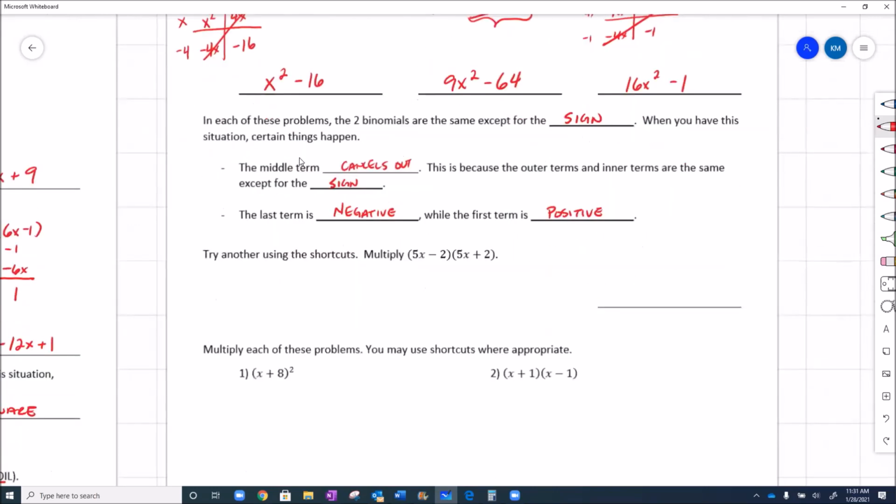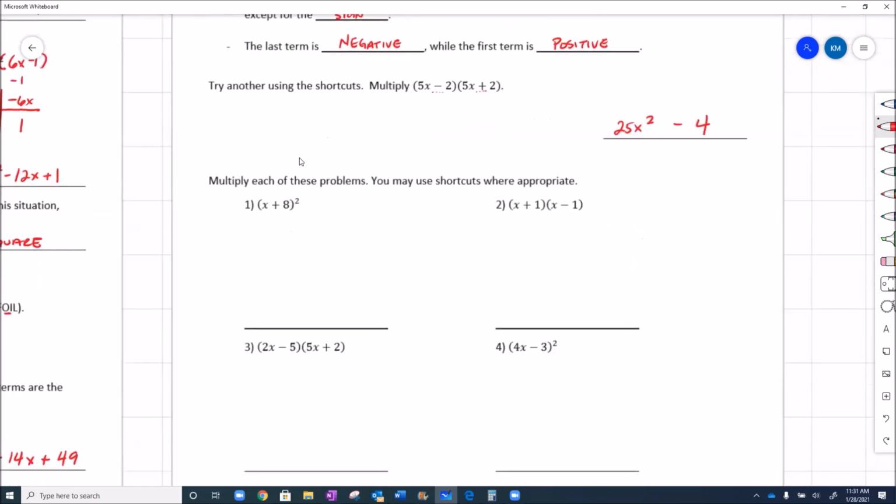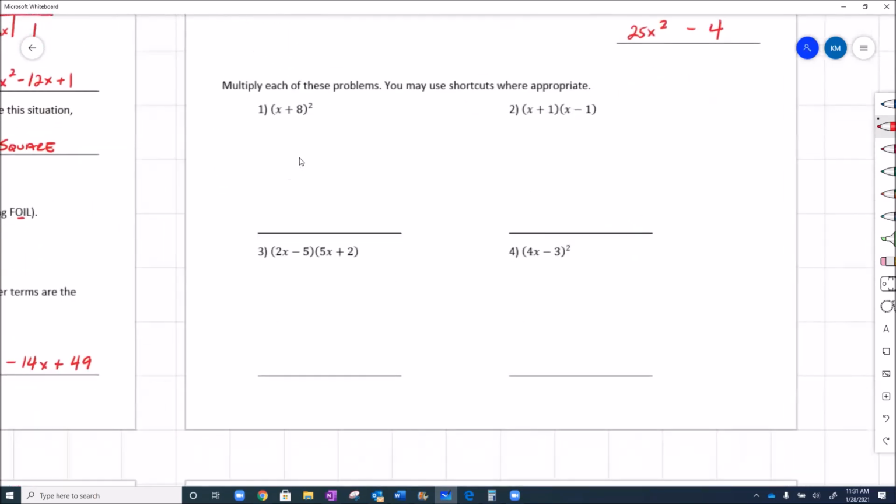So if we wanted to do that here, 5 and 5, 25x squared. Middle term is going to be gone, and then negative 2 times 2, minus 4. The tough part about this shortcut is just making sure that you can use it. Make sure that everything's the same except for the sign in between. Again, if you don't like that, if you're worried you're going to miss that problem, that's fine. Do the box method, do FOIL. It works both ways.